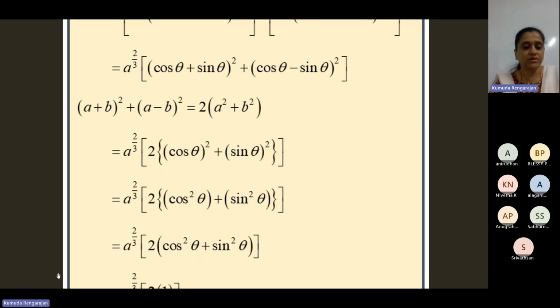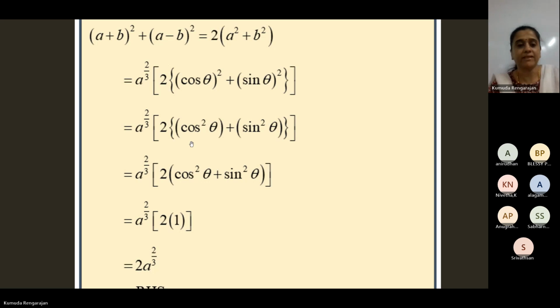So what is A square plus B square? Cos square theta plus sine square theta. Cos theta the whole square is cos square theta, this is sine theta the whole square, sine square theta. And cos square theta plus sine square theta is 1. So 2 into 1, 2, and 2 into A to the power 2 by 3. All right? That's the RHS.